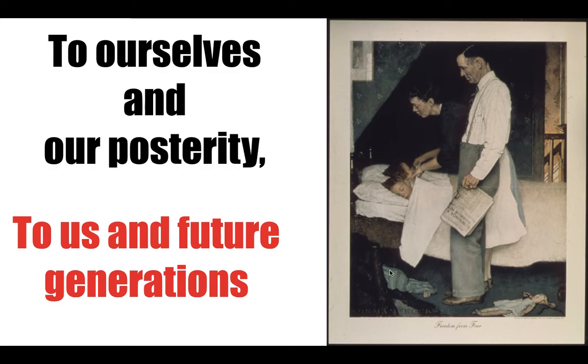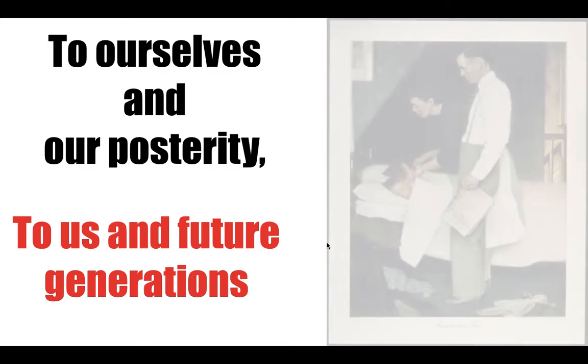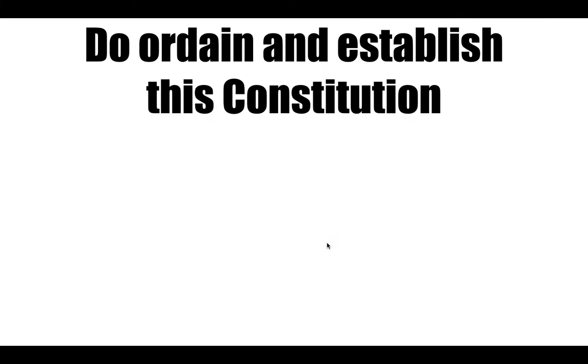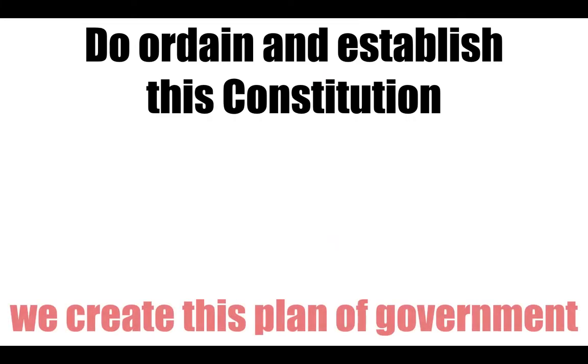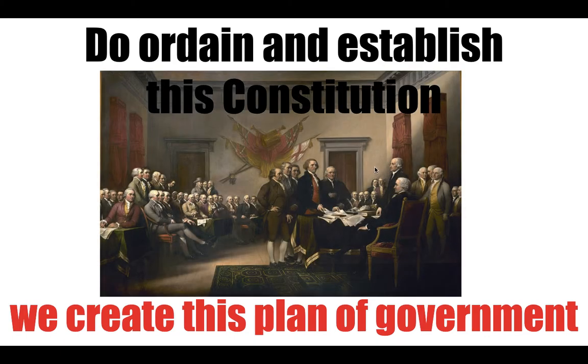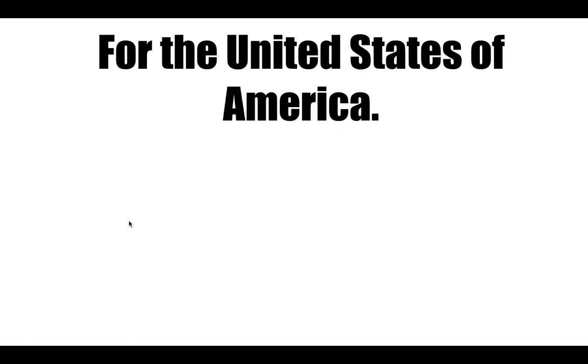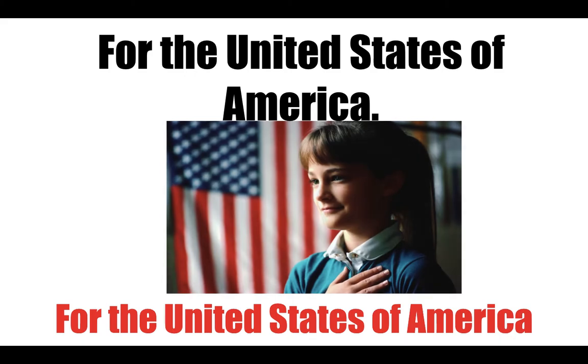And, so that's a painting there. Do ordain and establish this Constitution. So we create this plan of government. And here is a famous painting. This is actually of the Declaration of Independence, but it's in the same location, and here they are organizing the government. And so that's, and the last one, for the United States of America. And so pretty simple, for the United States of America. We're doing these 6 purposes.